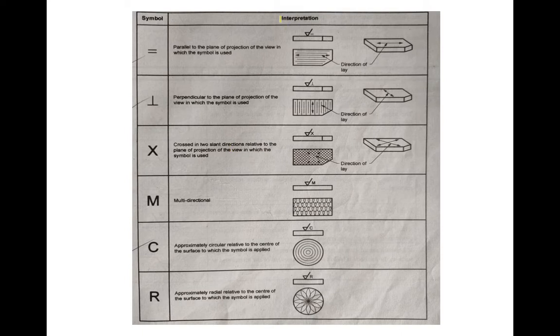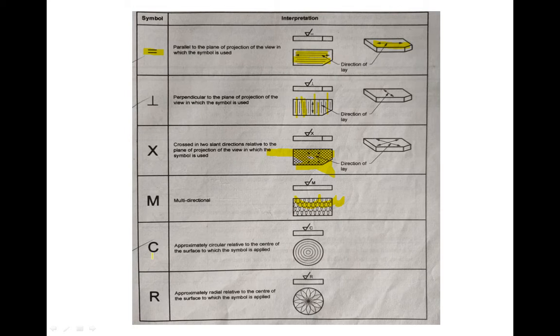Then the direction of lay. These lay directions are different, so we will see one by one. This is the parallel. It is parallel to the plane of projection of view in the symbol used. So if you observe, the direction of lay is parallel. This is the parallel lay of direction. Then perpendicular. The dominant pattern is perpendicular to the plane of projection. Then cross means this is the direction of lay is cross. Then multidirectional. This is the multidirectional M.